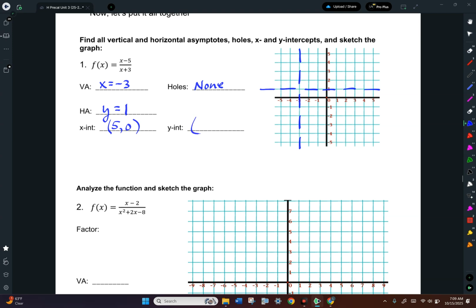And then remember, y-intercepts are when the x-coordinate is 0. So if I want to know what the y value is, plug 0 in for x. So on top, I'm going to have -5, and on bottom, I'm going to have 3. So let's put those on. I know I have an x-intercept at (5, 0), and I have a y-intercept at (0, -5/3). Isn't that like -1 2/3?